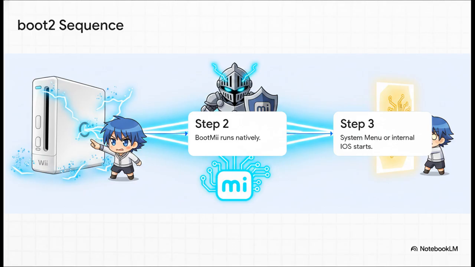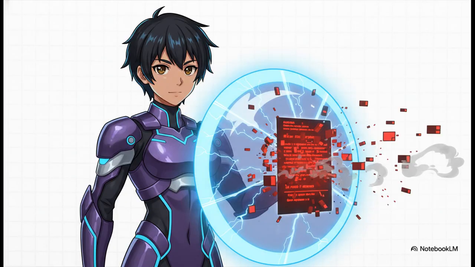BootMii as boot2 installs itself straight into the native boot sequence. It's basically stepping in line before anything else can even wake up. It's standing guard at the front gate the absolute second power hits the hardware. And because it operates so incredibly early in that timeline, you get a massive advantage. It offers the absolute best brick protection.